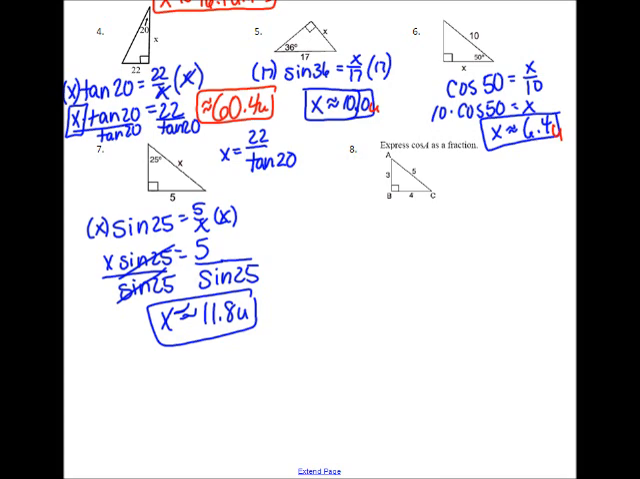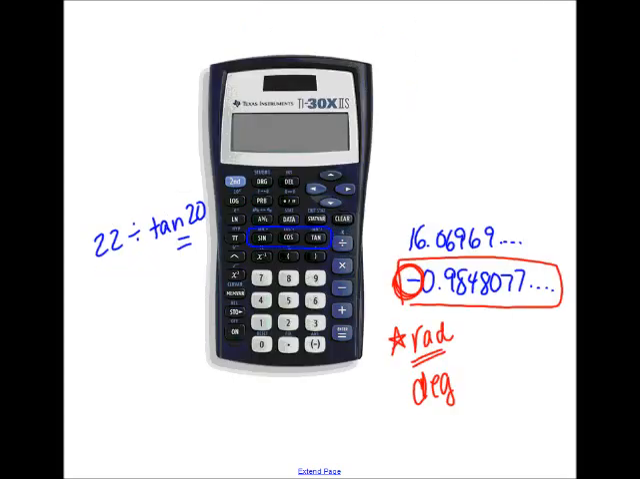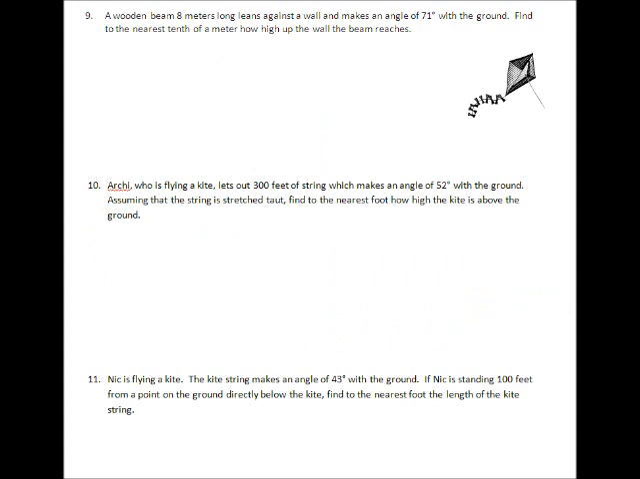I'm going to do a couple word problems with you next to show you how to use a picture. The pictures are the hardest part, guys. They really are. A wooden beam, 8 meters long, leans against the wall. So this is like our old ladder problems. Here's my right angle. It makes an angle of 71 degrees with the ground. Find to the nearest tenth of a meter how high up.